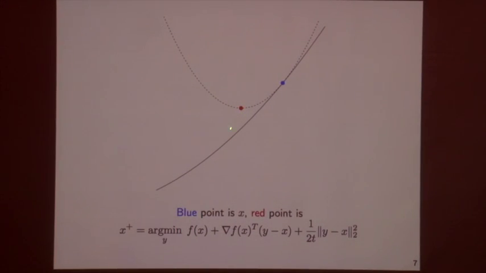Okay? And you can think about the distance. What's driving the distance between the red point and the blue point is this quadratic proximity term. So the higher t, the larger the step size, the less you are penalizing for moving away from x, so the further you're going to move away from the blue point. Is that clear? Okay.